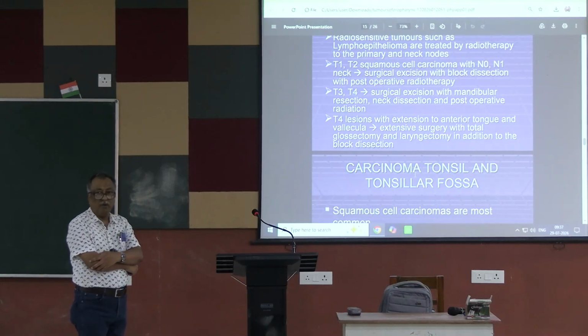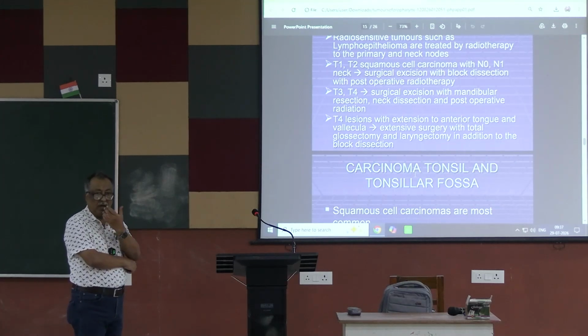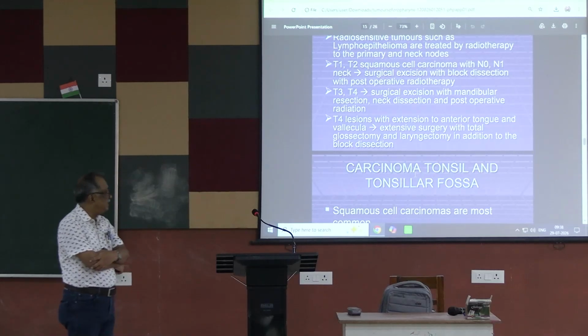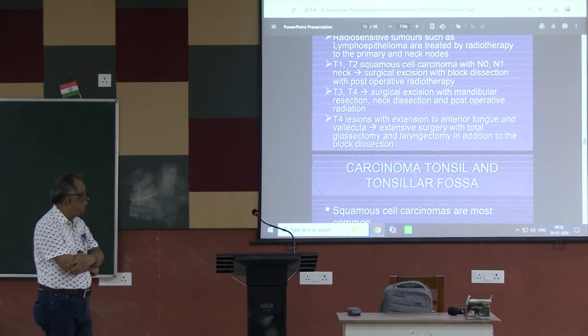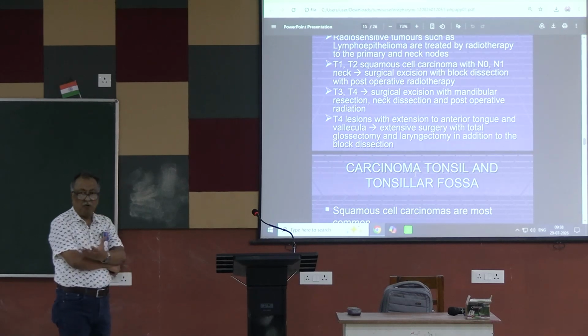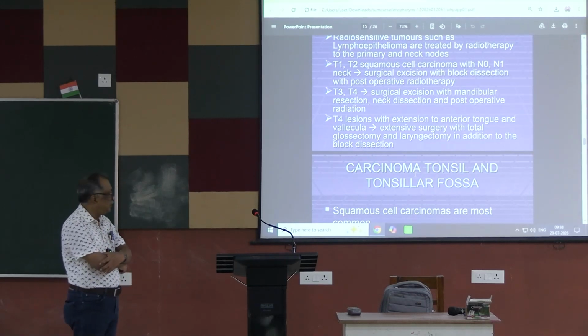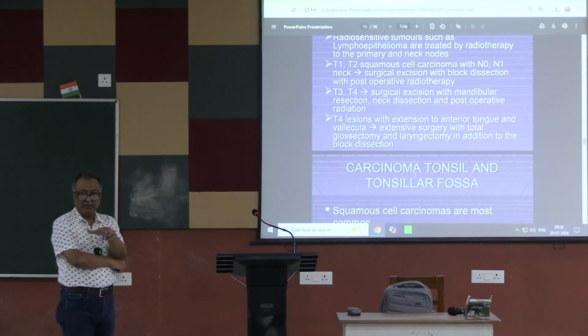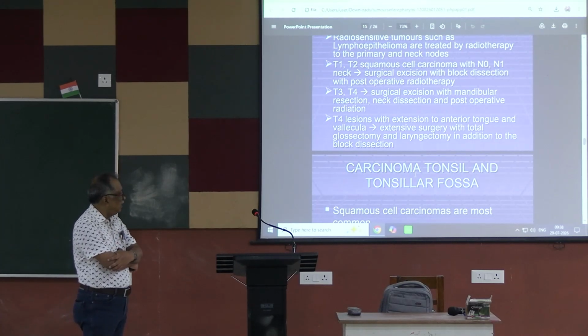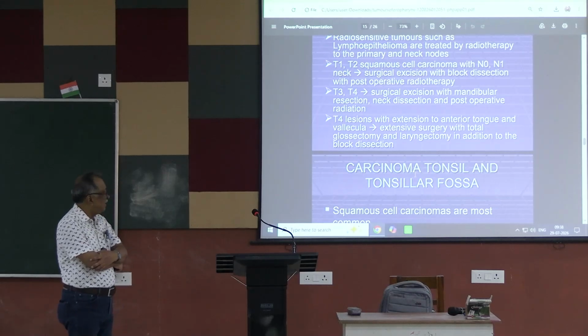We go for the Commando Operation. The hemimandibulectomy is done and directly go to the pharynx, and removal or surgical excision, and then the radiation. T4 lesion. T4 has T4A and B according to the invasion to the pterygoid muscles, the outer muscle structure. Then in T4 lesion, anterior tongue, the vallecula, extensive surgery.